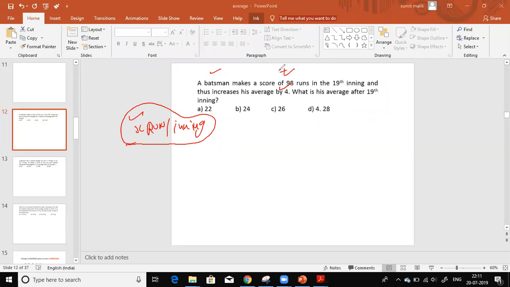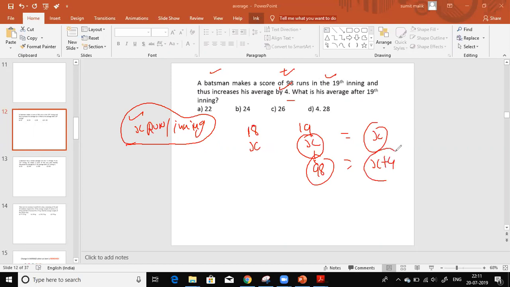So he scored 98 runs in his 19th inning. Suppose he has played 19 innings in total. If he scored X runs in the 19th inning, then his average after the 19th inning would remain X. But what is he doing now? He is not scoring X, he is scoring 98 runs. And thus his average increases by 4. Now his average is not X, it became X plus 4.